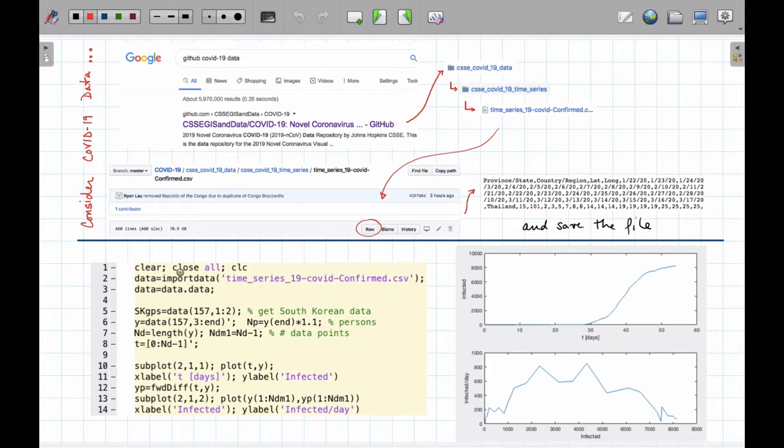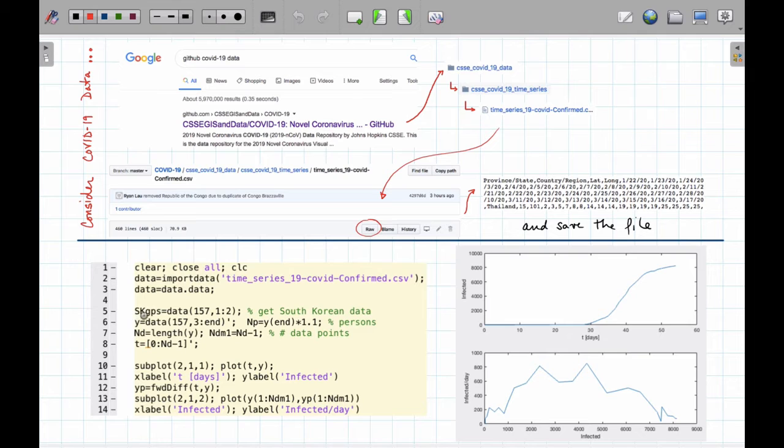So when you do this on line 2, import data is going to not just import the numbers, it'll also import all of the various headings. And so we just want the numerical values. The way we reduce the data down to just the numerical values is we take data.data and set that equal to data. After line 3, data just has the numerical values in it.